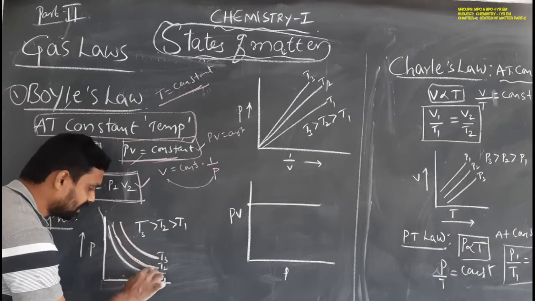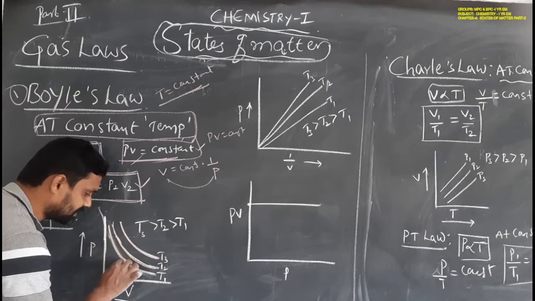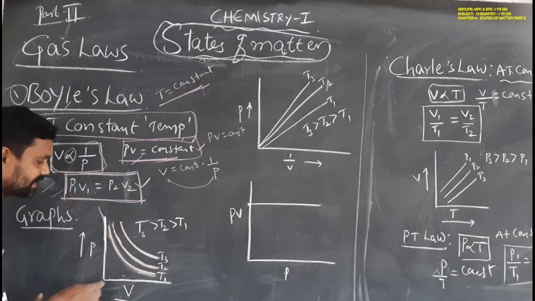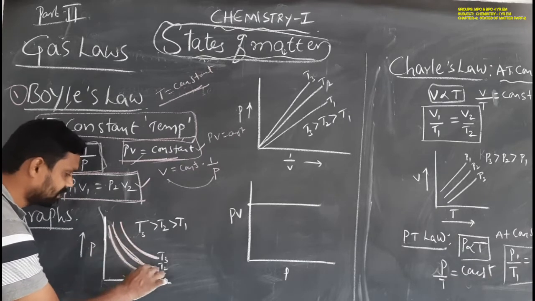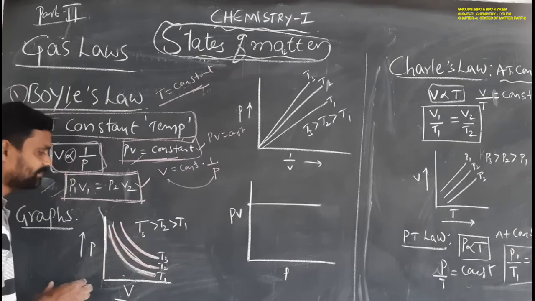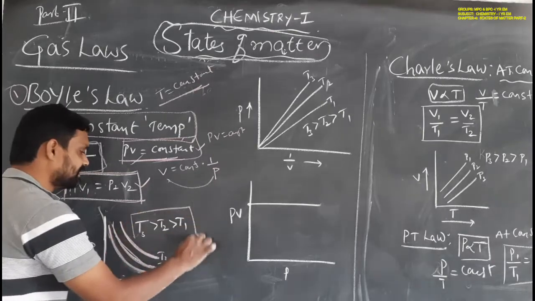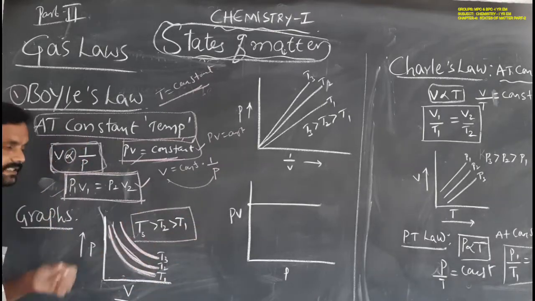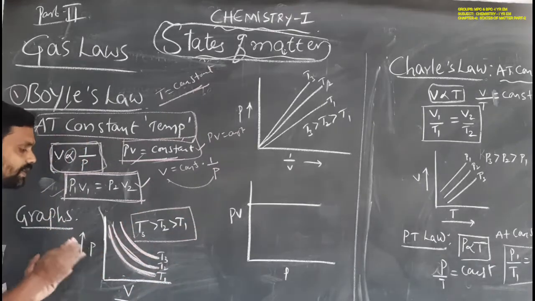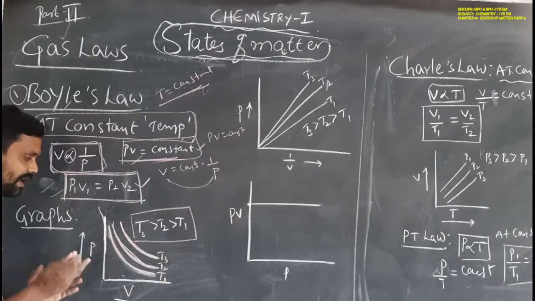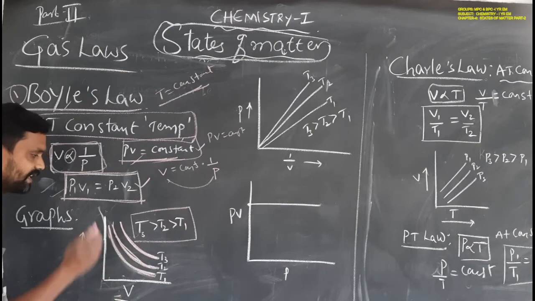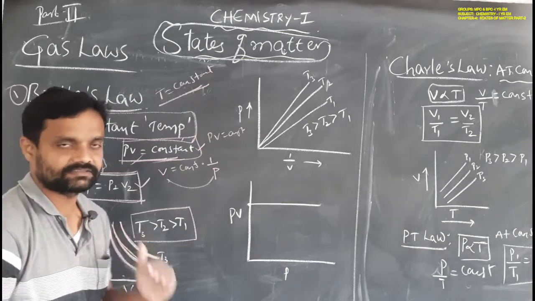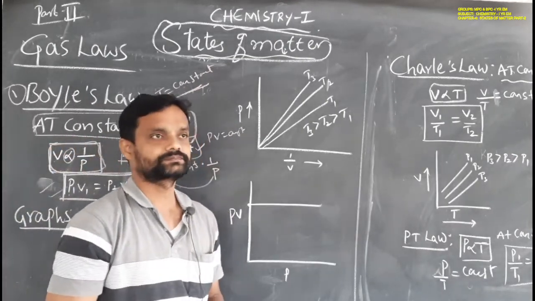If we take temperatures T1, T2 and T3, this curve is T1, this curve is T2, and this curve is T3, where T3 is greater than T2, which is greater than T1. This is the simple graphical representation of Boyle's law when we draw the graph between pressure and volume at constant temperatures T1, T2 and T3.